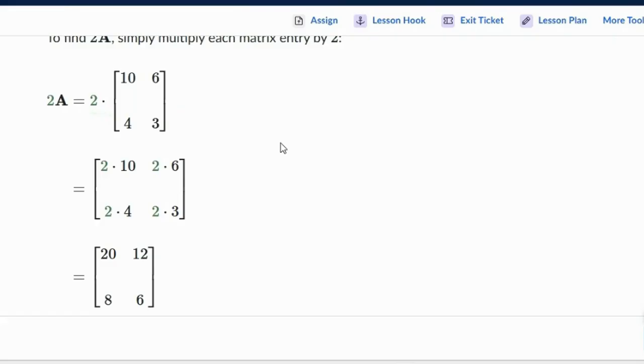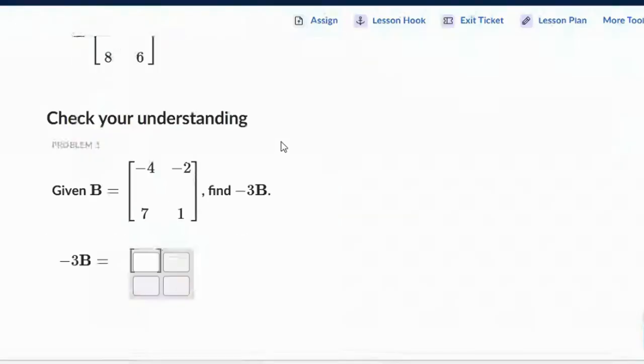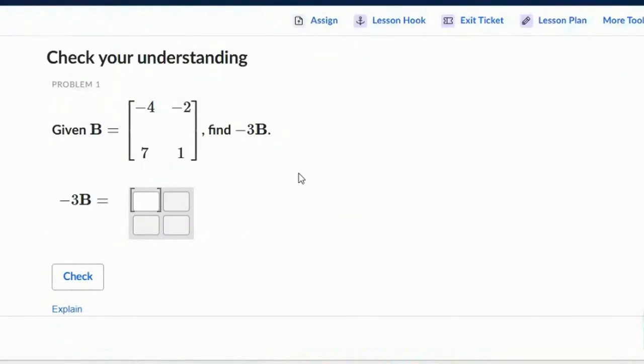Like, okay, well, gosh, Mr. Brock, that sounds pretty easy. Absolutely. Let's try it right here. Put this in your chat. I'll open up the chat. If we have B, which is right here, and we want to find negative 3B, what numbers do we put in the matrix now?